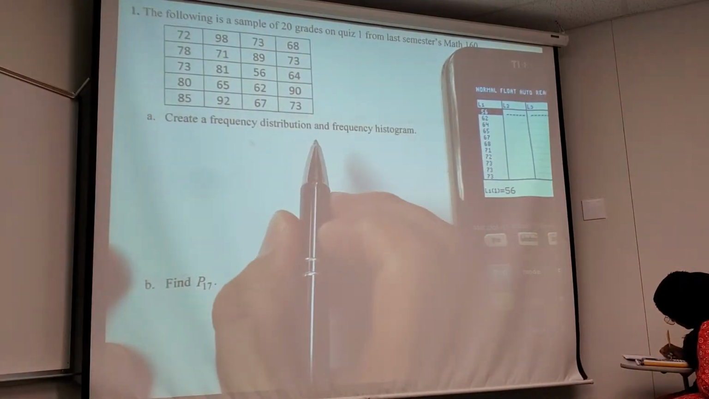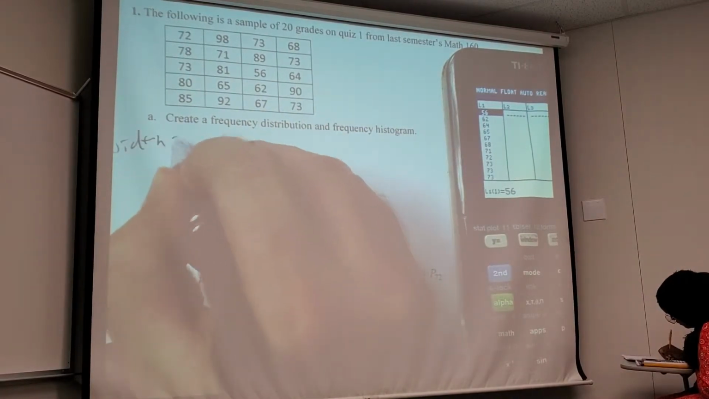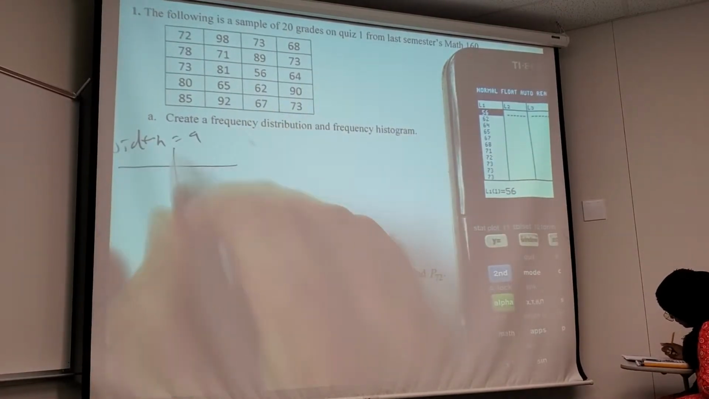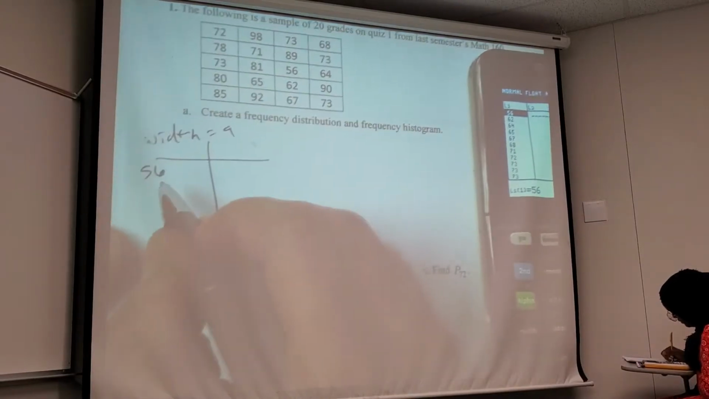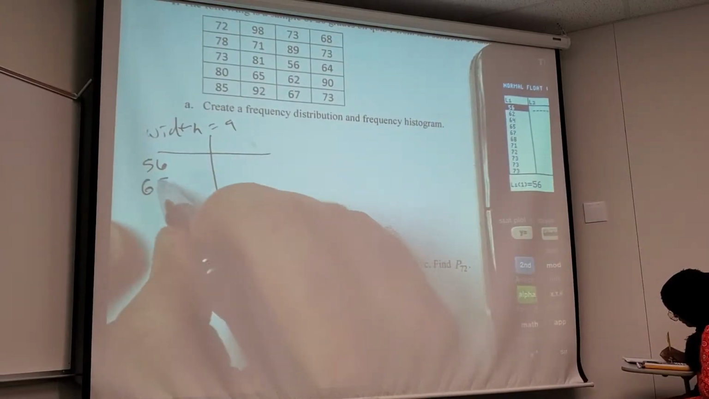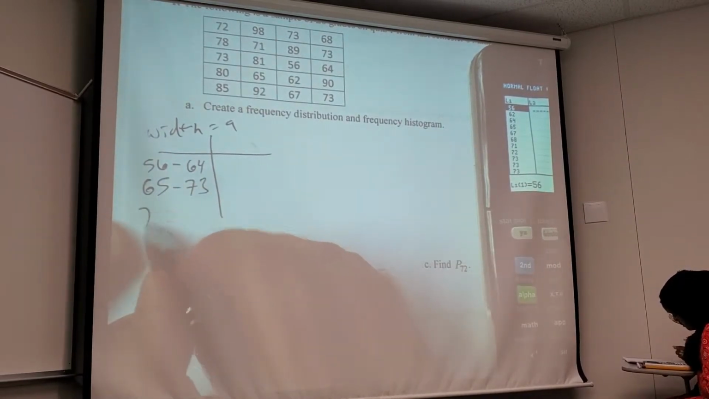Create a frequency distribution. So we have to get a class width. We already did the width up there on the board. That was 9. And then when I go to set up my classes, you do it the book way, add 9. So this has got to be 64. Now I just keep adding 9 on both sides.